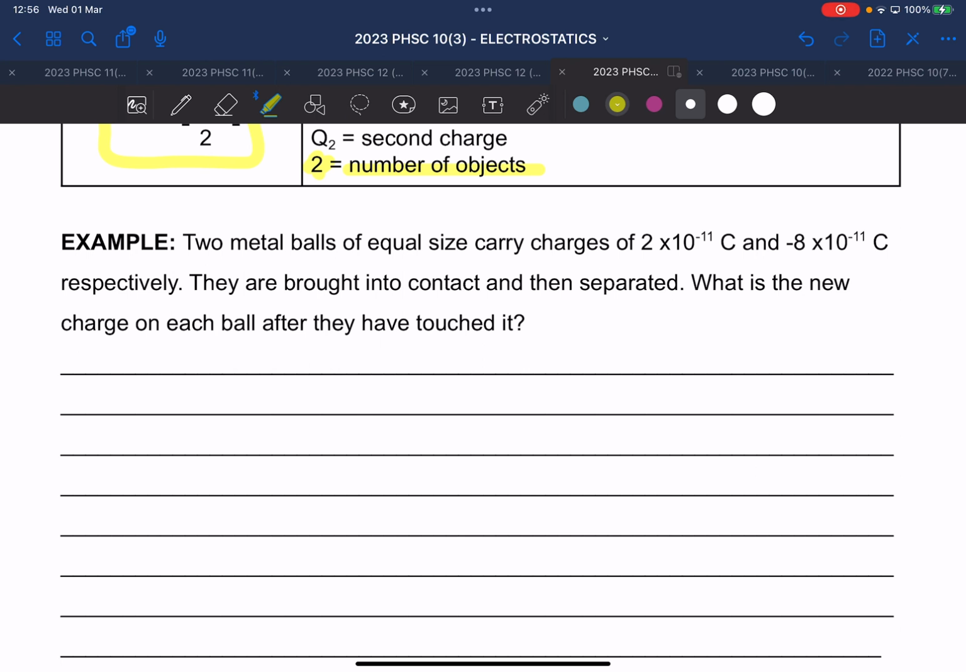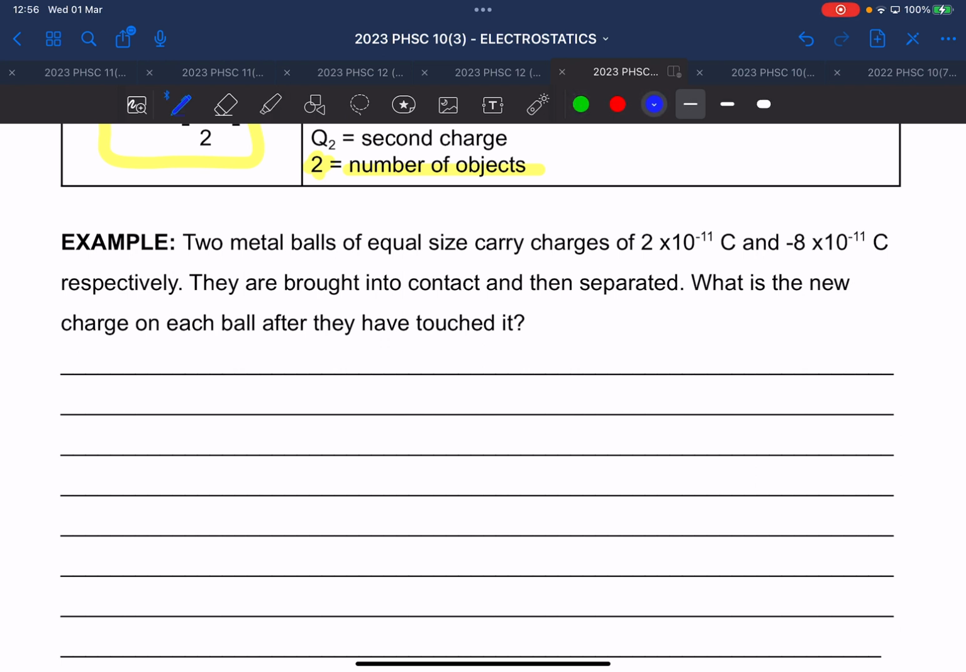Carabello, please tell me what happens when charges touch. They transfer the electrons, until they are equally charged. Alright. So, what is the new charge on each ball after they have touched?